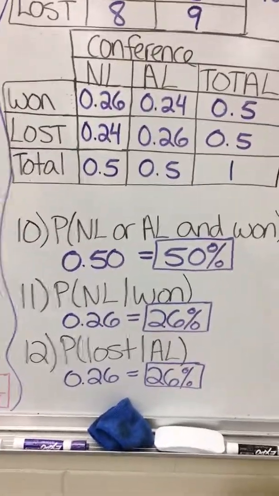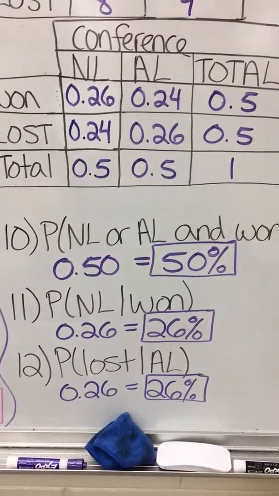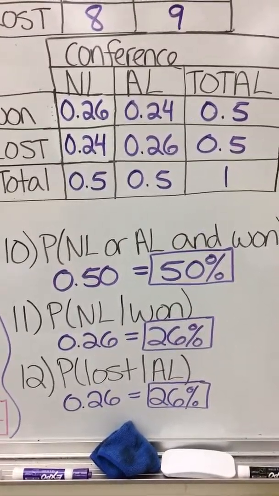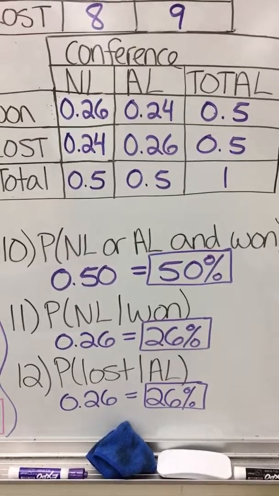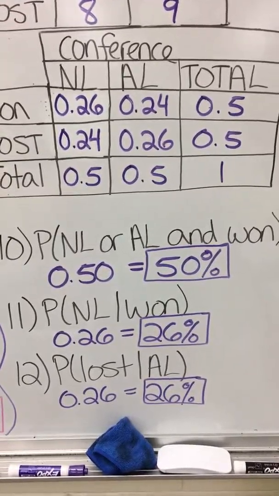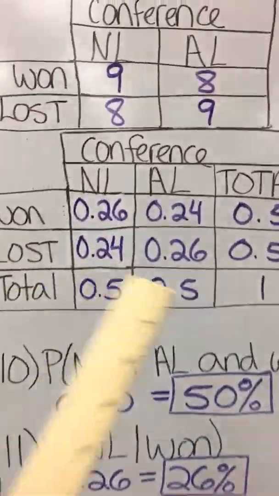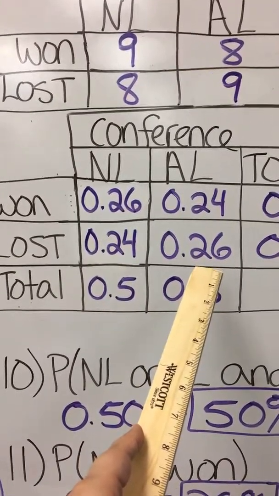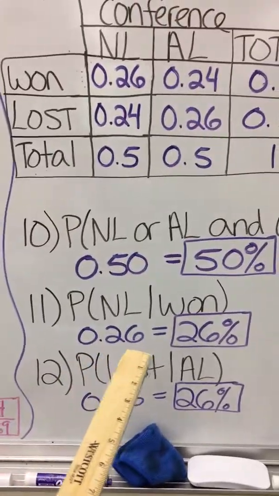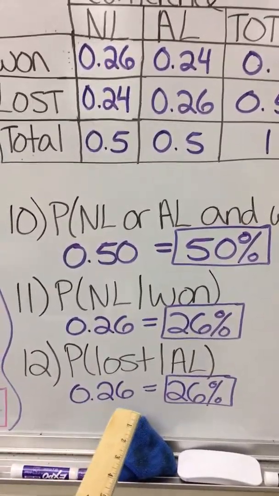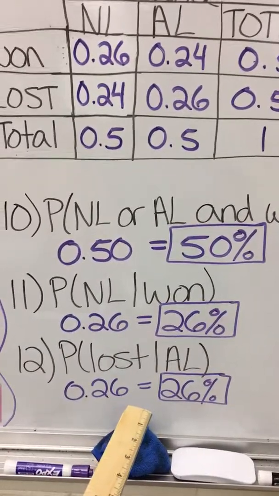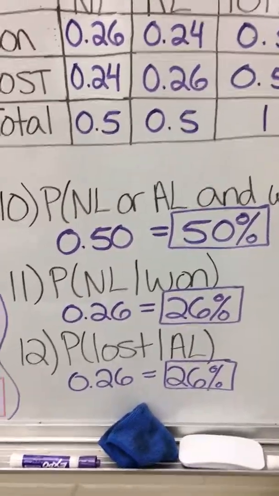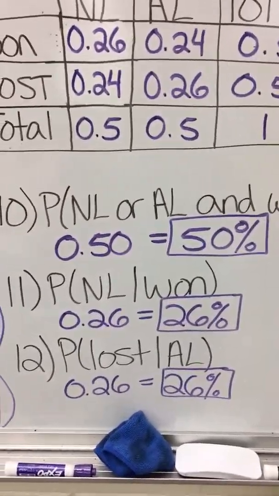Last but not least, number 12, the probability that the team lost, given the fact that it was the American League. So we have to look at the American League losing. The American League lost is 0.26. Just like the one before, we're rewriting it as 0.26 and then multiplying it by 100. Move those decimal places over 2, and we get 26% for this answer as well.